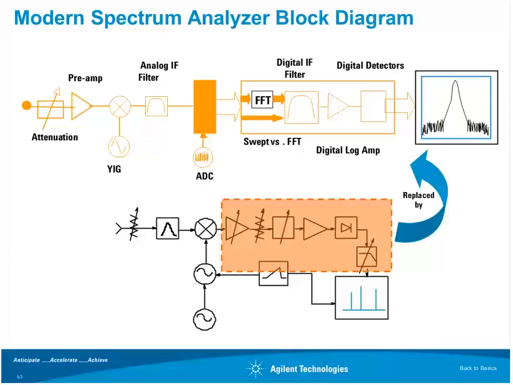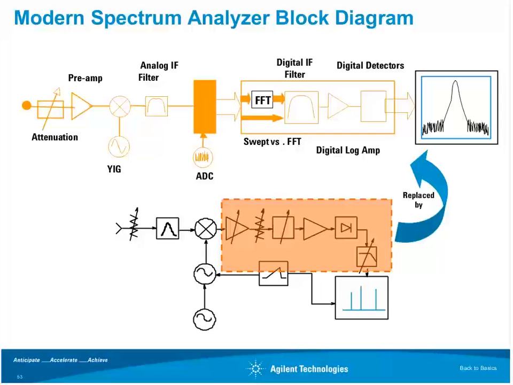So typically on the front end of the instrument, you'll still see things like the attenuator and preselector filter and LO and mixer. But very quickly, once you get to the IF, we now go through an A to D converter.